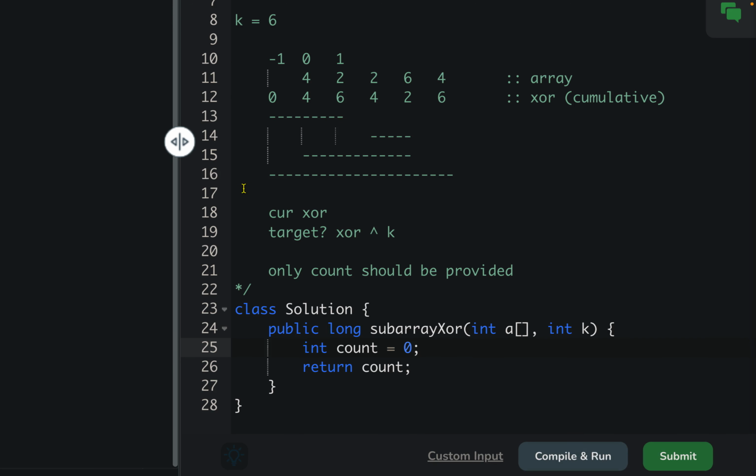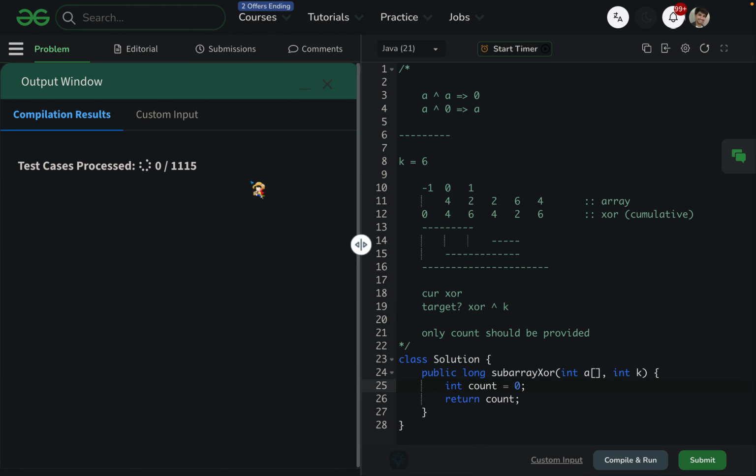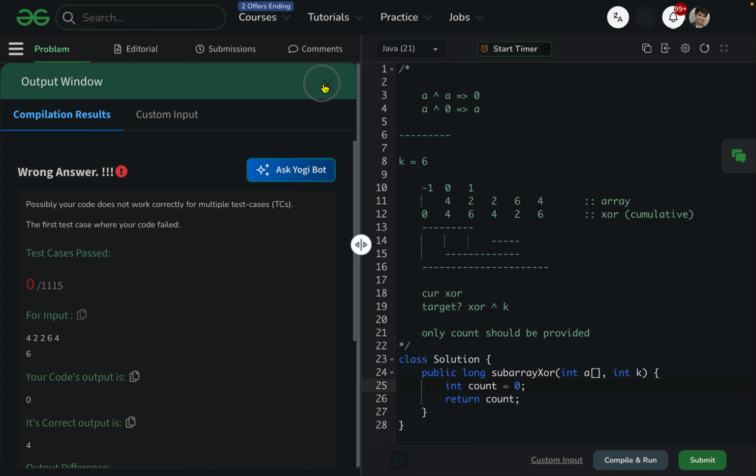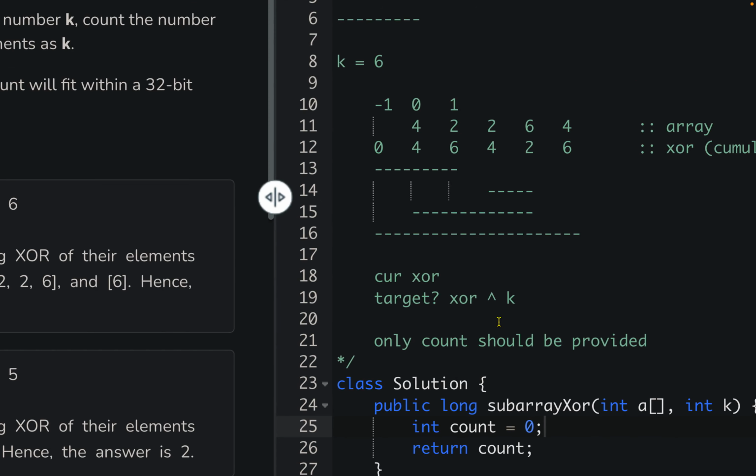Oops. Mistakenly I have just submitted this. Yeah, sorry.